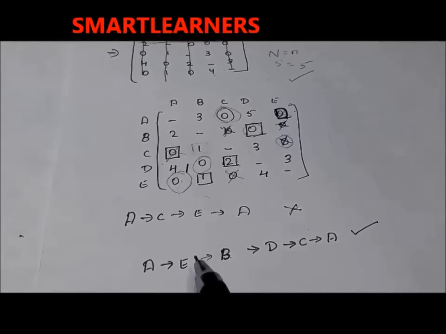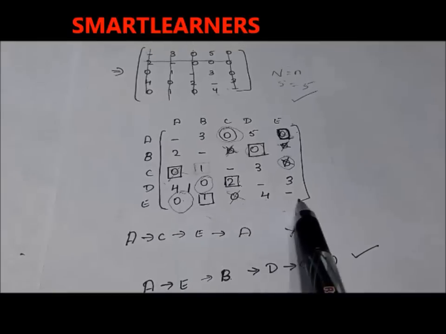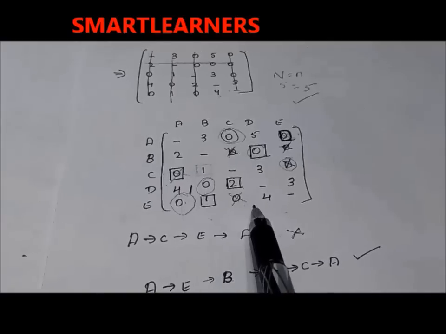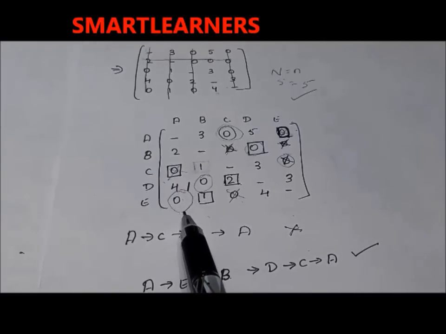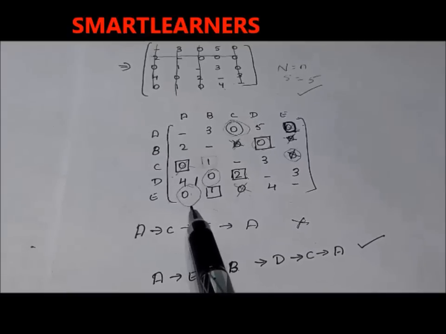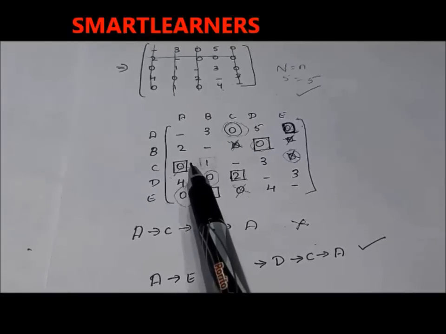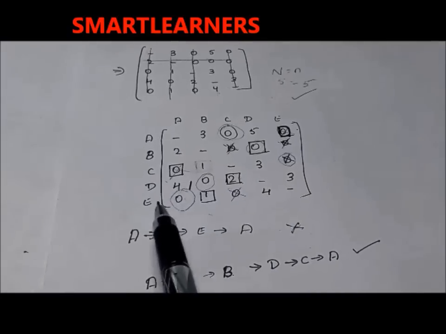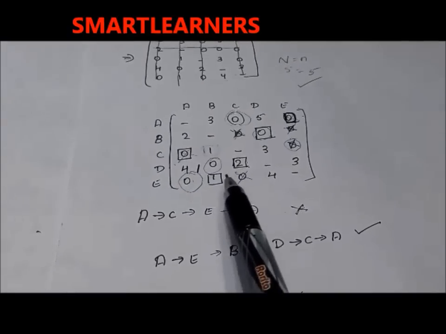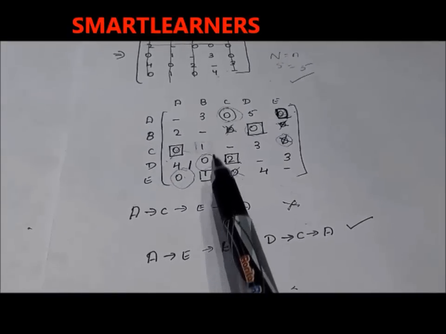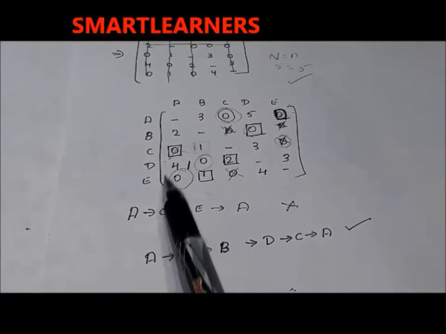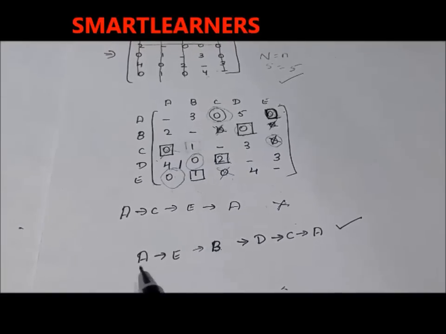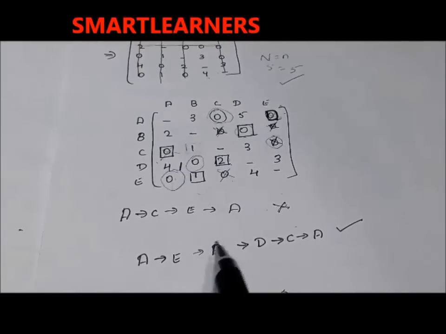Next, going to E row. In this E row, there are two zeros possible, one in A and one in C. If you choose A, you are not satisfying the condition. Again, if you choose C, you are not satisfying the condition because again you are tending to A. So in the E row, we select the next minimum element, that is 1. So now A is tending to E and E is tending to B.